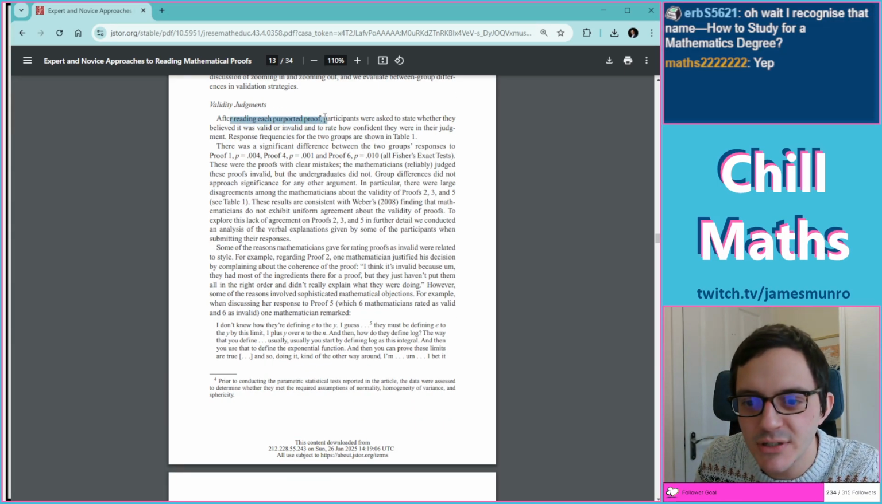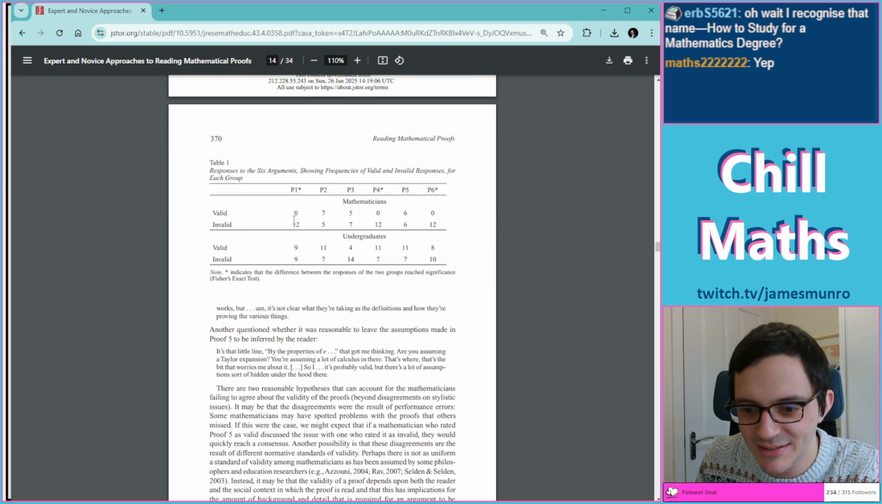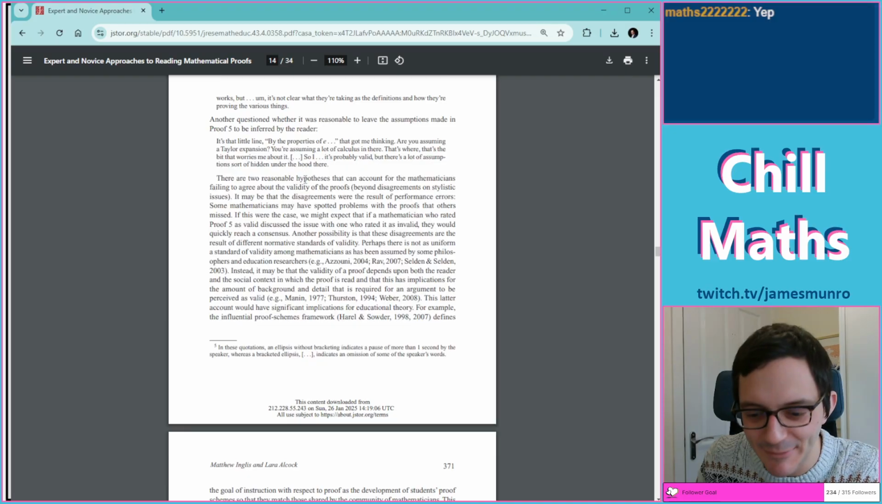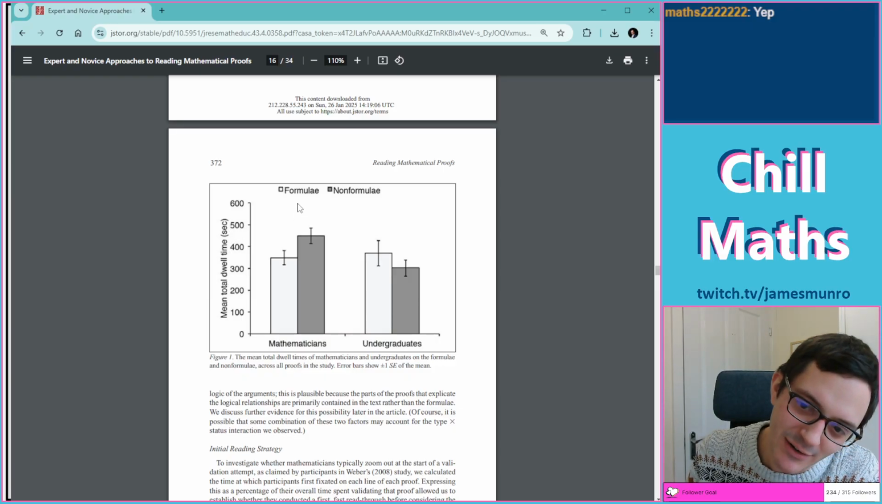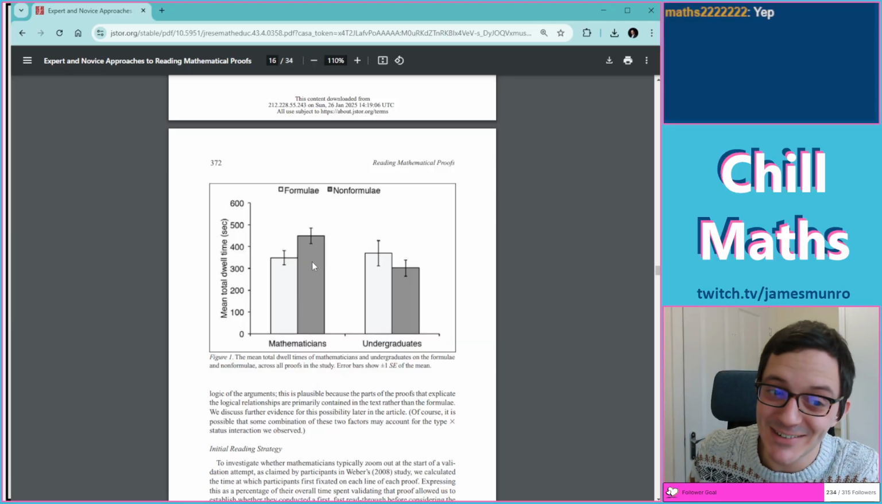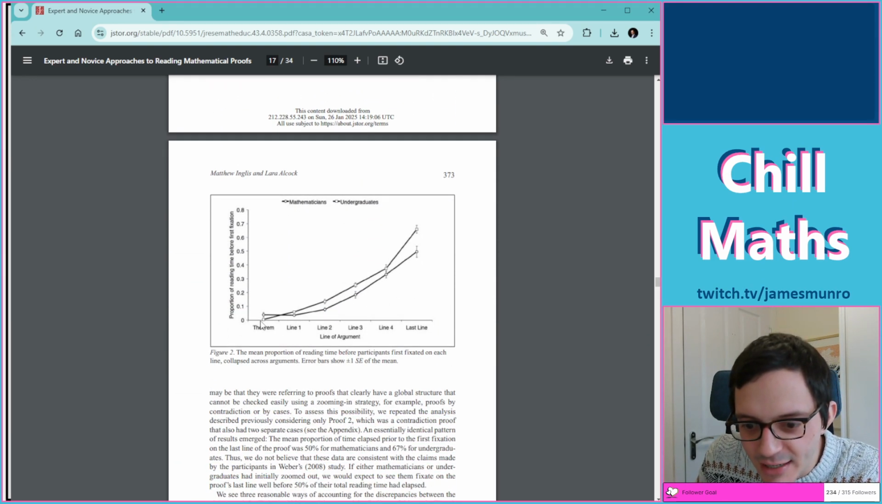After reading each purported proof, are they right and are they confident? That seems good. Are they P1? These mathematicians? No. Six arguments. Right, so six arguments. The mathematicians all agreed that proof 1 was invalid. But the undergrads were split 50-50. There we go. Okay, I'm already interested. Mean total dwell time. How long did you spend looking at formulas or not formulas? Amazing. That's perfect. I love it. Mathematicians don't spend more time looking at text rather than formula, right? Non-formulae. Good, love it. Reading strategy, line of argument.